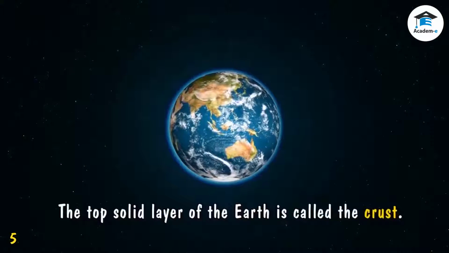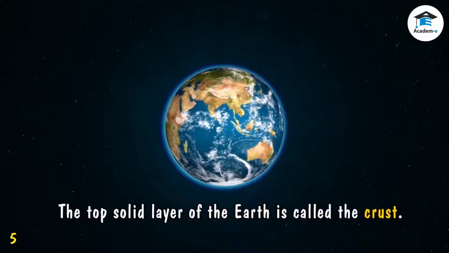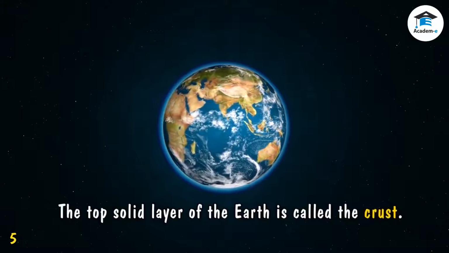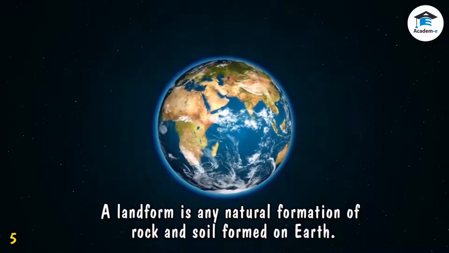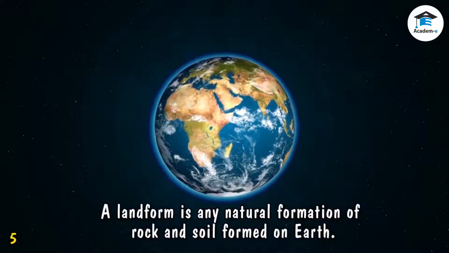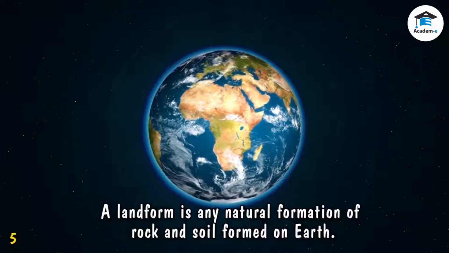The top solid layer of the Earth is called the crust. This forms the Earth's surface. A landform is any natural formation of rock and soil formed on Earth. The high places are the mountains, volcanoes, hills, and plateaus.